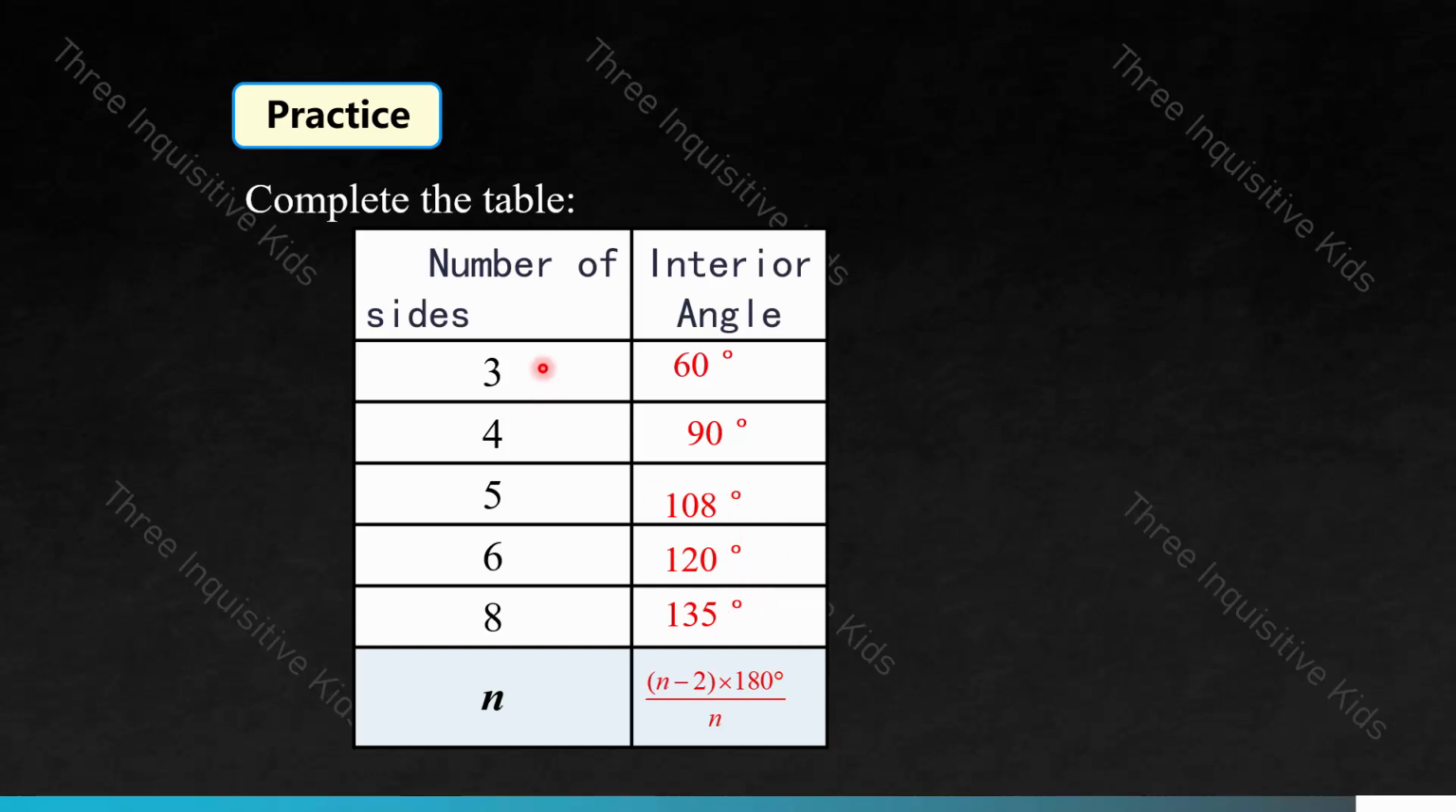135 degrees. Now when we get to a polygon with n sides, using the pattern that we got from the previous sets of numbers, we know that (n minus 2) times 180 degrees, which is the total interior angle sum, divided by the number of sides and angles there are, which is n.